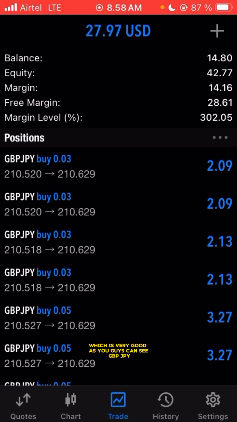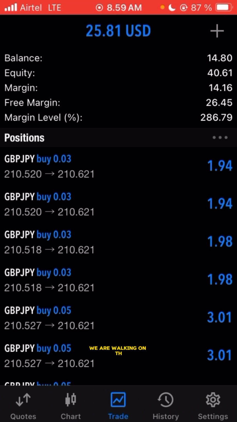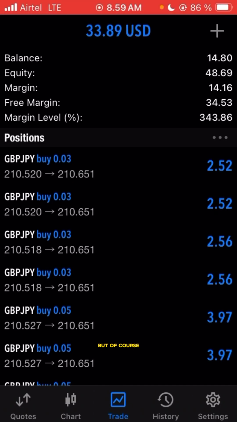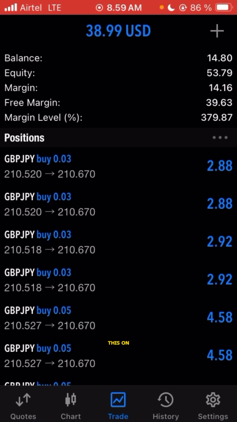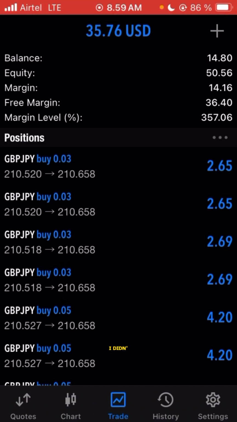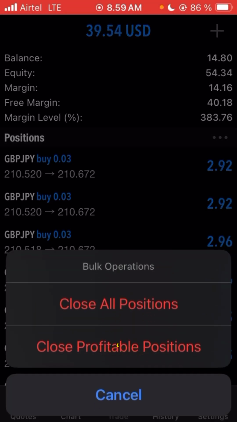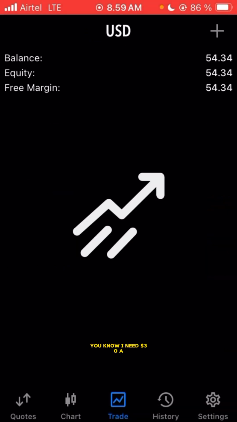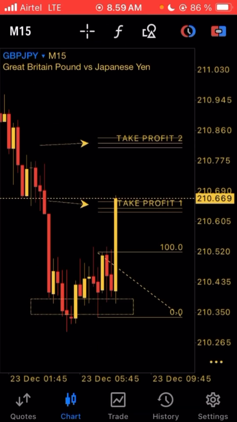As you guys can see, GBP/JPY, we are working on the big money. Okay, I know it's not big, but of course you get the point. So this one is bigger now compared to the one we saw last. I didn't close the trade back then. I just held the trade because I look at $20 is small. I need $30 and above. Makes sense. Now I have $50 to play with. I know it makes more sense now.